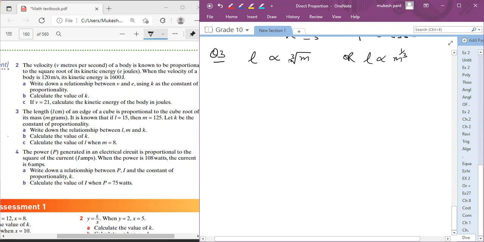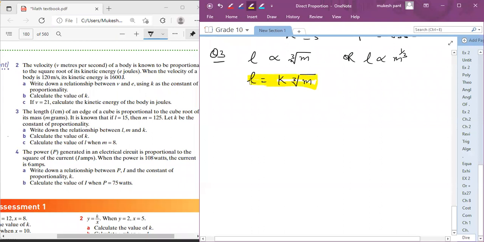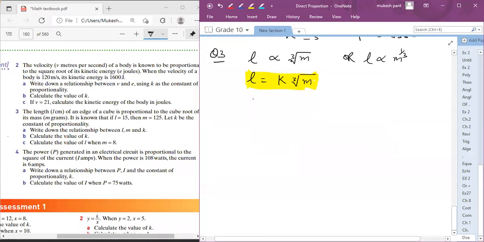Now we have to remove the sign of proportionality: L equals k times the cube root of m. We cannot solve this directly, but it's better to keep this original form. Otherwise, we can cube both sides and this way also remove the cube root. But that depends on whether the question requires it. This is the original form, and the rest we will do as per the question requirement. So write down the relationship.